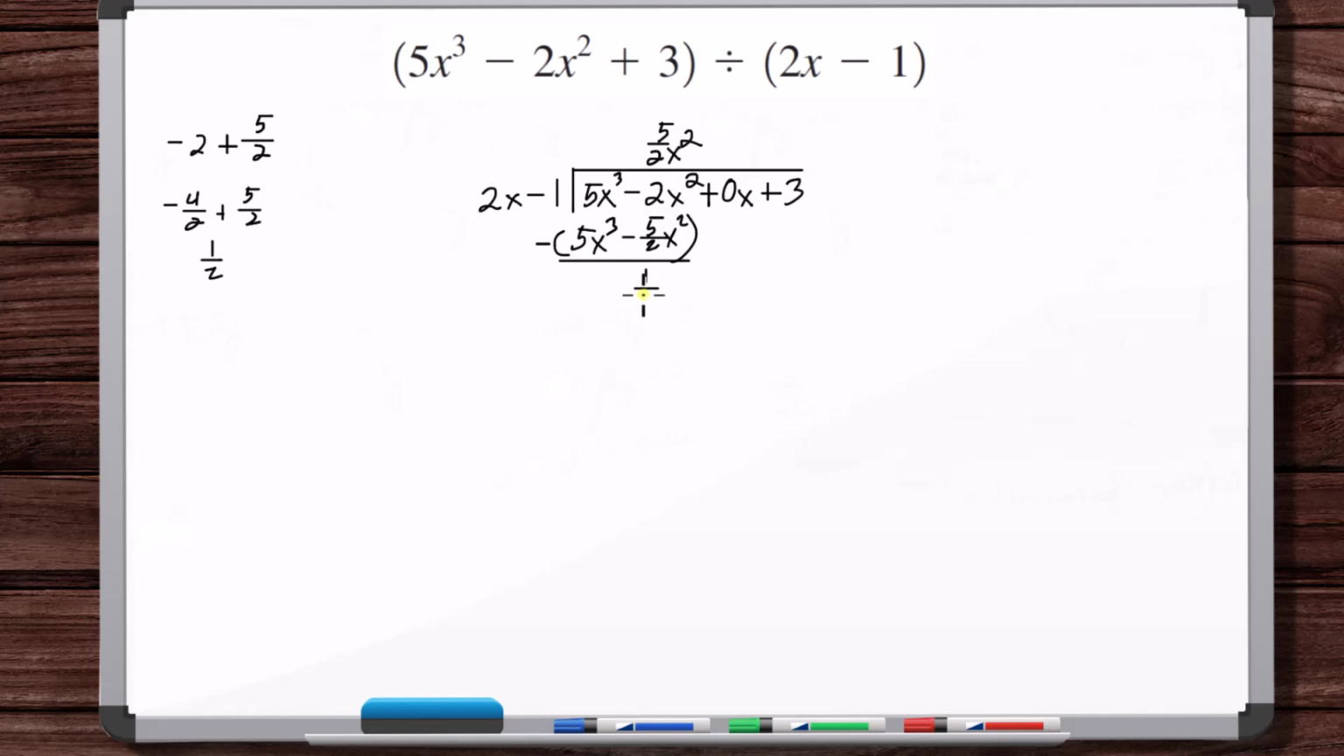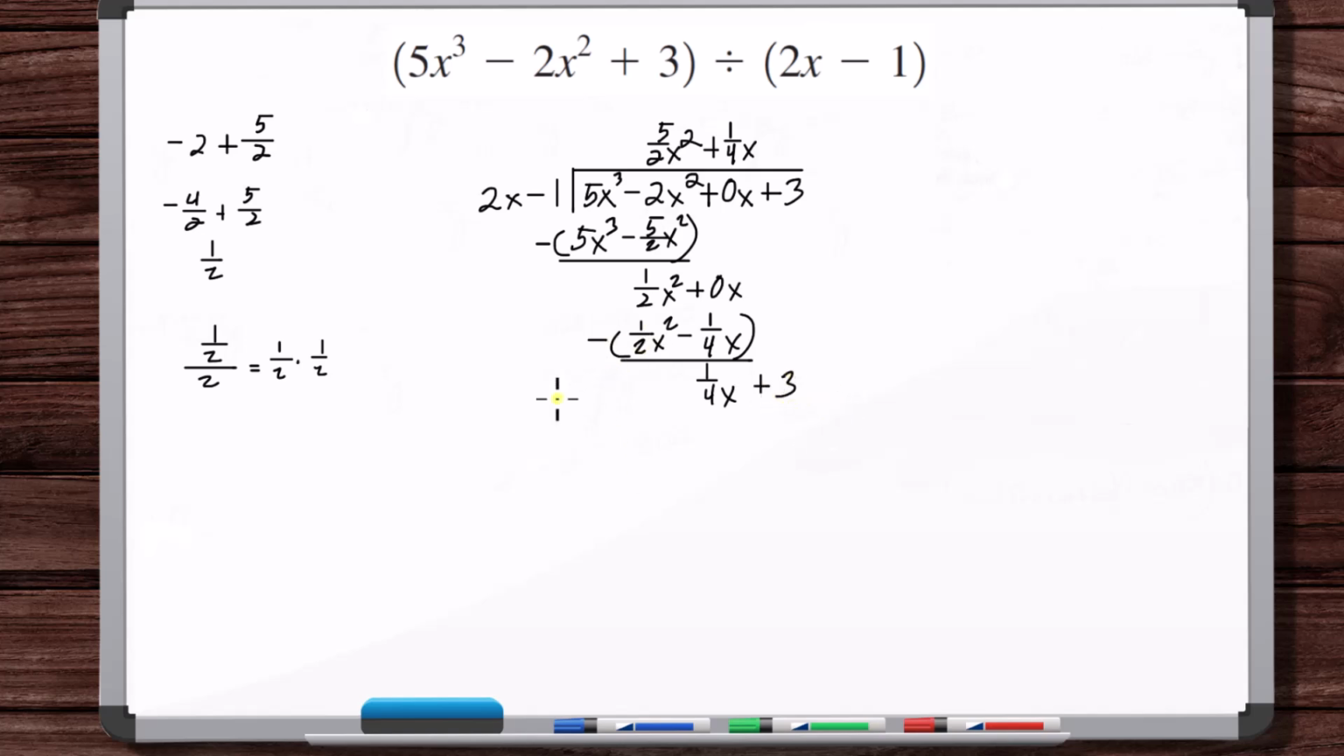So plus 0x. Okay, 1/2 x squared divided by 2x. So what is 1/2 divided by 2? This is 1/2 times... Okay, so 1/4 x. Okay, 1/4 x times 2x is going to be 1/2 x squared minus 1/4 x. 0 plus 1/4. Okay.